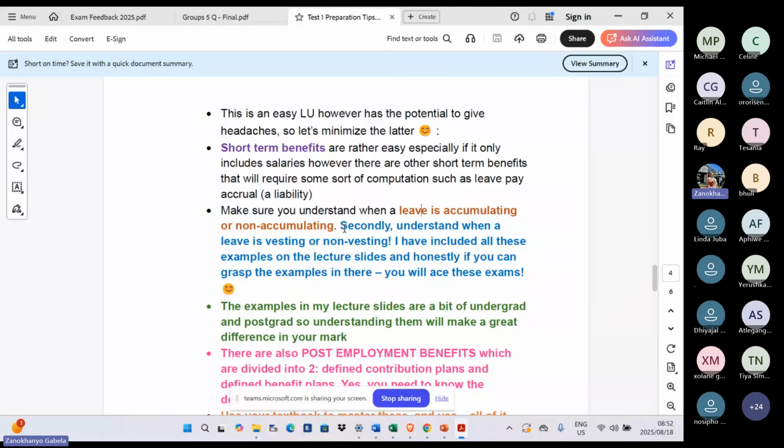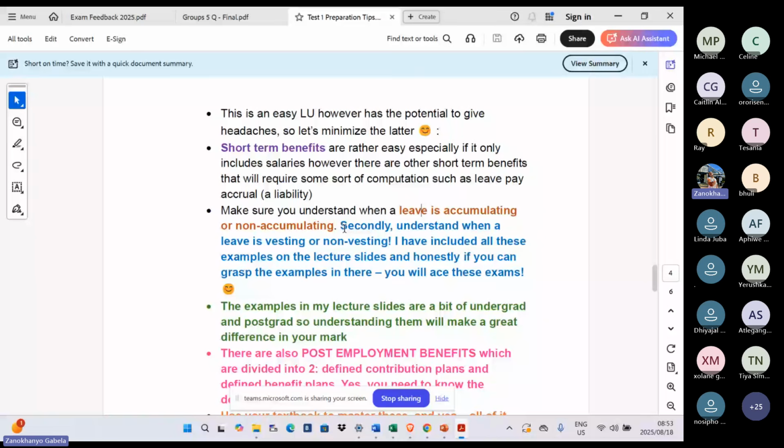And then let's say non-accumulating and non-vesting. Now that's very simple. If you can't carry it over to next year and it's also non-vesting, that means you can't even convert it into cash, then you don't have a liability in there. There's no liability at all, because we don't owe anybody anything by the end of the year if somebody didn't take their leave, because it's non-accumulating, meaning that you can't carry it to next year, and it's non-vesting, meaning that you can't convert it into cash, even if you like.